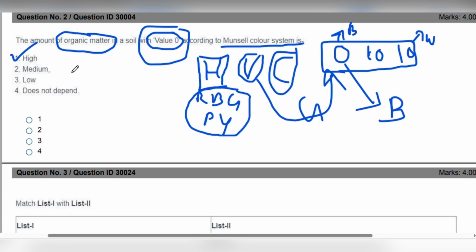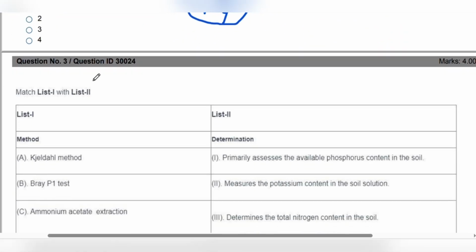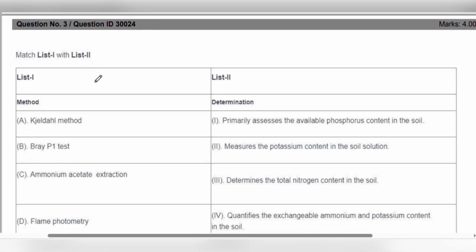Okay, moving on to the next question. Here you can see it is a match the following, which is a pretty simple one. It is from analytical chemistry. The analytical chemistry portion should be really strong, both for JRF and also for your MSc in the upcoming days.